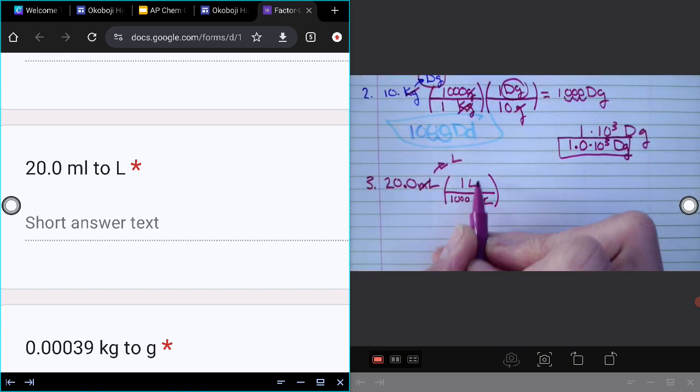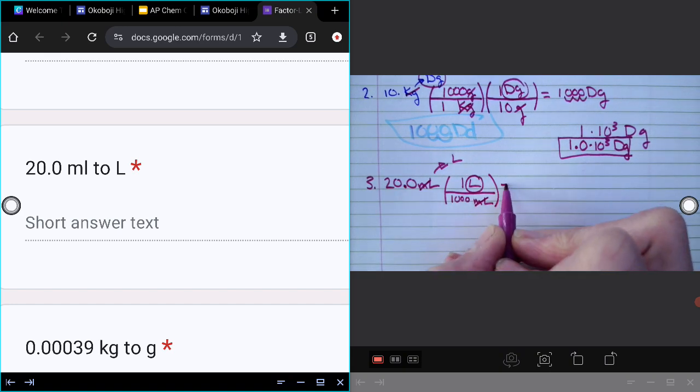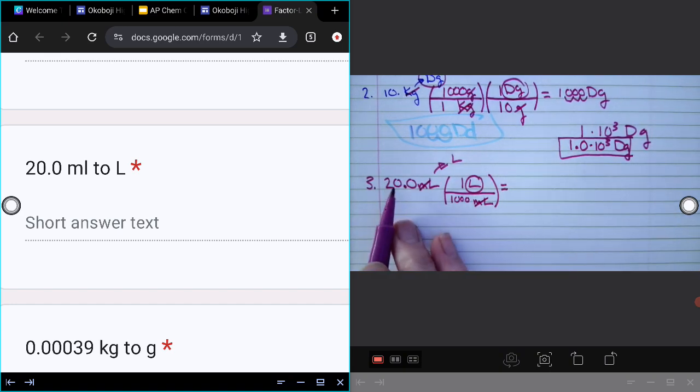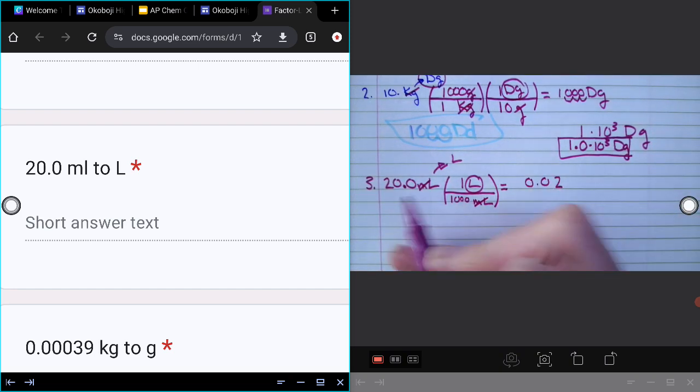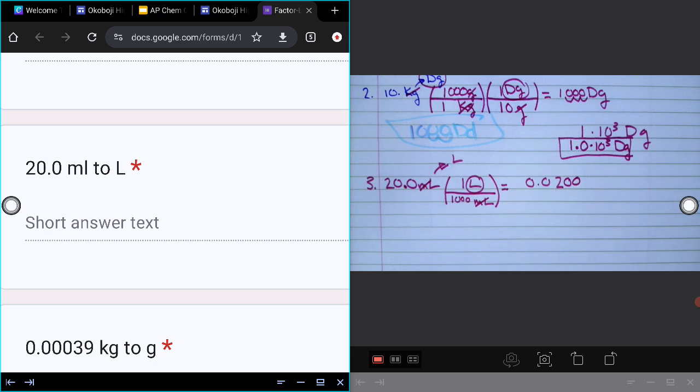So my milliliters crossed off, and I'm in liters. Mathematically, 20 times 1, still 20, divided by 1,000, 0.02, with 3 sig figs. Now concept check, if I went from something that's really small to a bigger unit, it should make sense that my number got smaller. You could also do the slide rule to check.